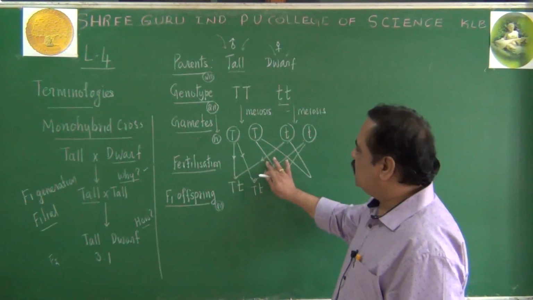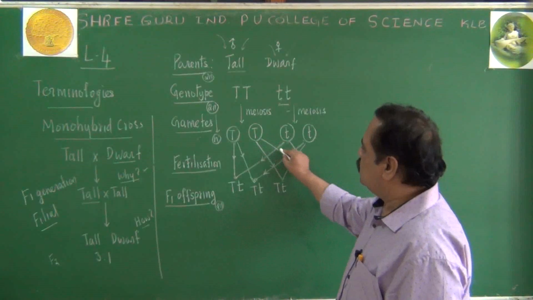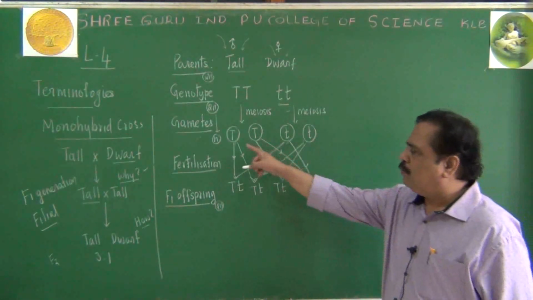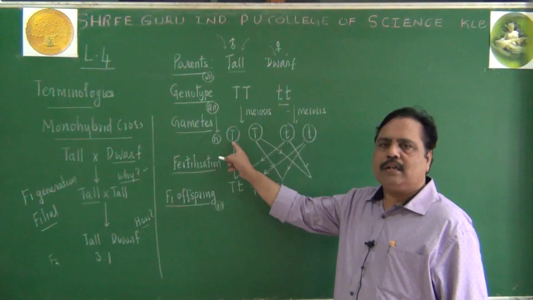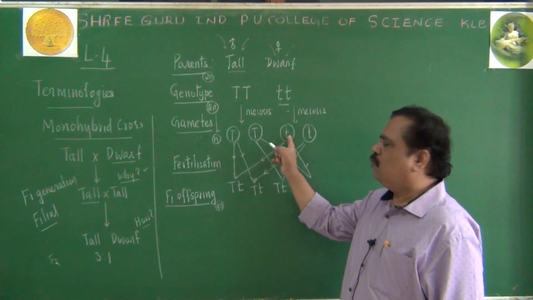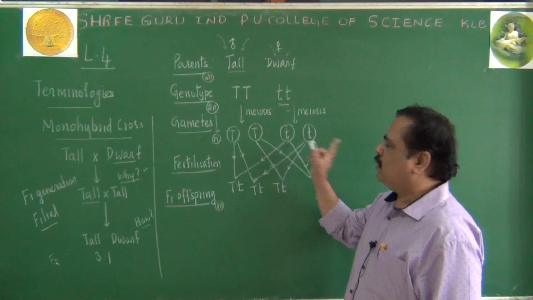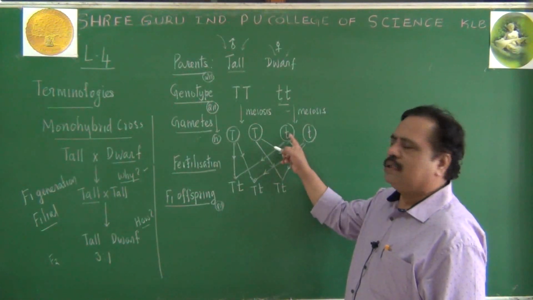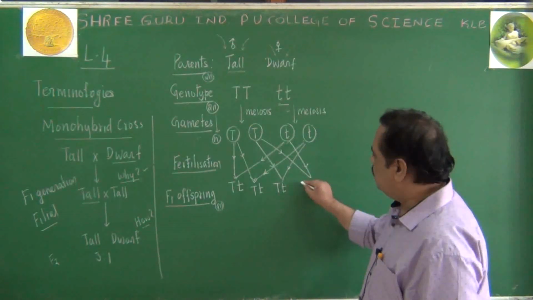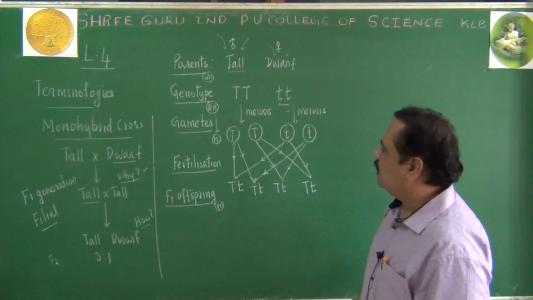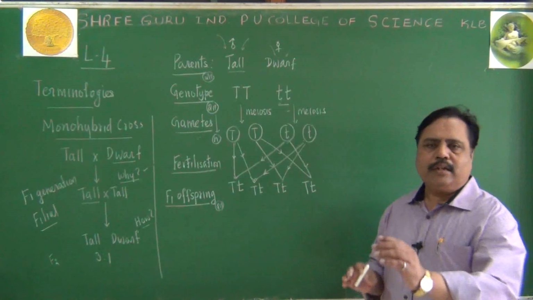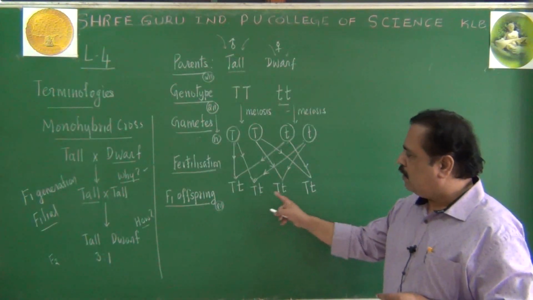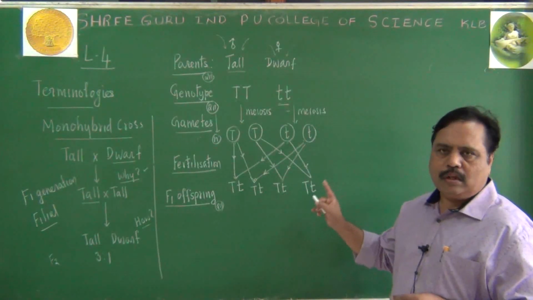Try to understand these drawings. And here also there is a fusion of male and female gamete. So this male gamete has got two chances, either to fuse with this small t or with this small t. Or this capital T can fuse with either this one or this one. Now this is also resulting in capital T, small t. Try to observe, analyze this point. All of them are having capital T, small t only.